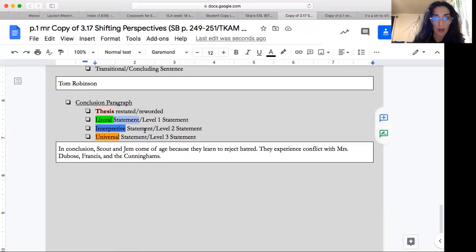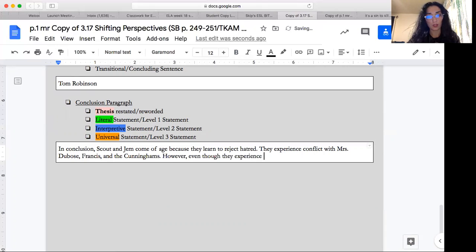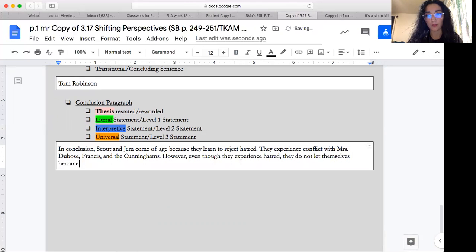Okay, so that's literally what happens. So that's green. And now we have an interpretation. So how can I interpret this? However, even though they experience hatred, they do not let themselves become evil or mean or cruel or hateful or bitter. So I can use some kind of word.